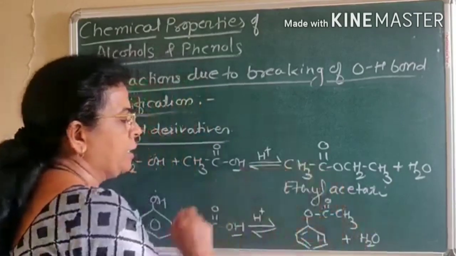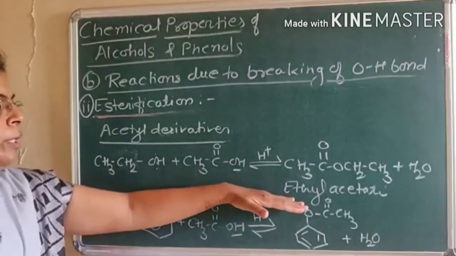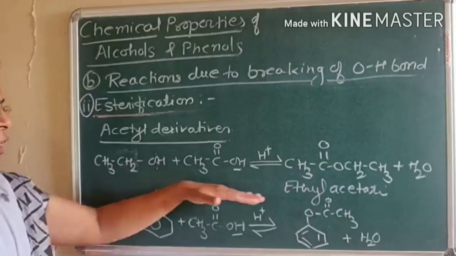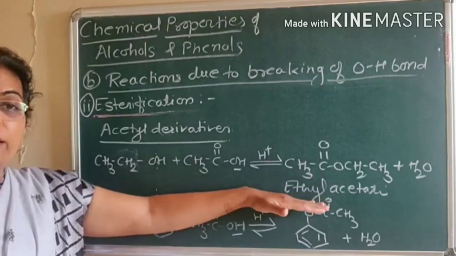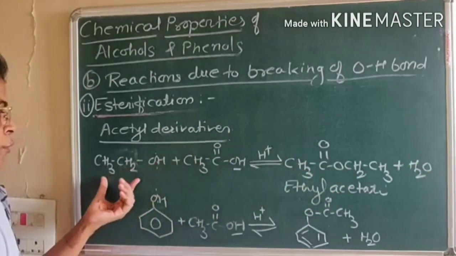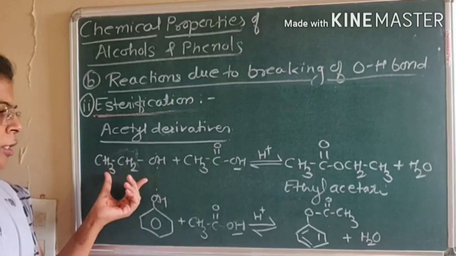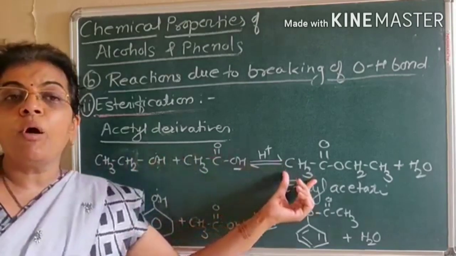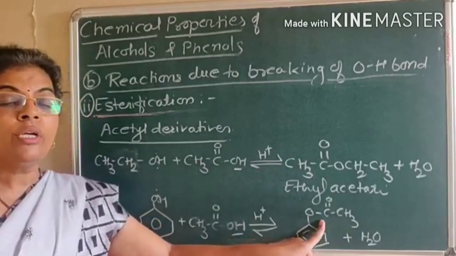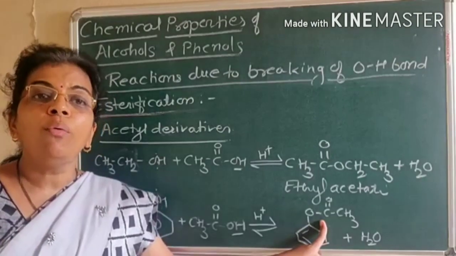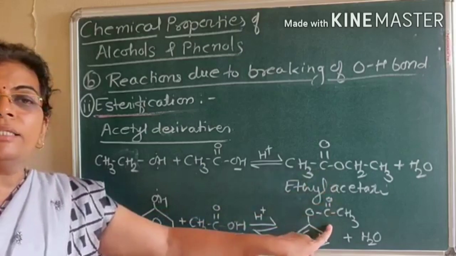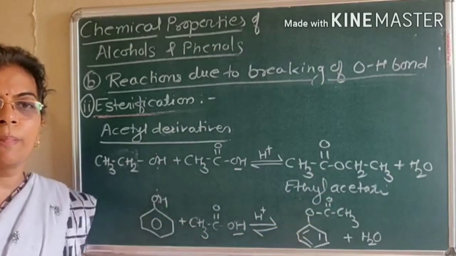Now this compound is called the acetate or acetyl derivative. This is ethyl acetate and this is an acetyl derivative, that is, the acetyl group is substituted. Therefore, it is the acetyl derivative of this ethanol, or if it is a general alcohol, then it is an acetyl derivative of alcohol. This is the acetyl group. Therefore, it is the acetyl derivative of phenol. These are the acetyl derivatives of alcohol and these are acetyl derivatives of phenols.